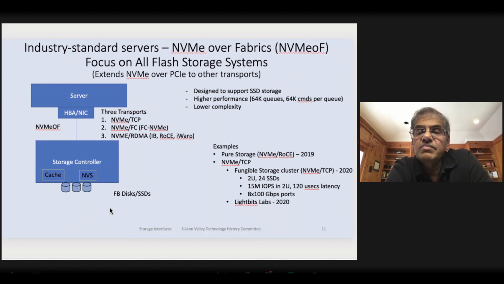Very high performance, much lower complexity. There's no notions of tracks and sectors and all these blocks that are still there in some of the SCSI stuff. And we have examples of products that started to roll out. The first one I'm aware of came from Pure Storage, which did NVMe over RoCE in 2019. And there are 2 examples of people that built NVMe over TCP storage boxes in the 2020 timeframe, both Fungible and Lightbits Labs. There may be others.